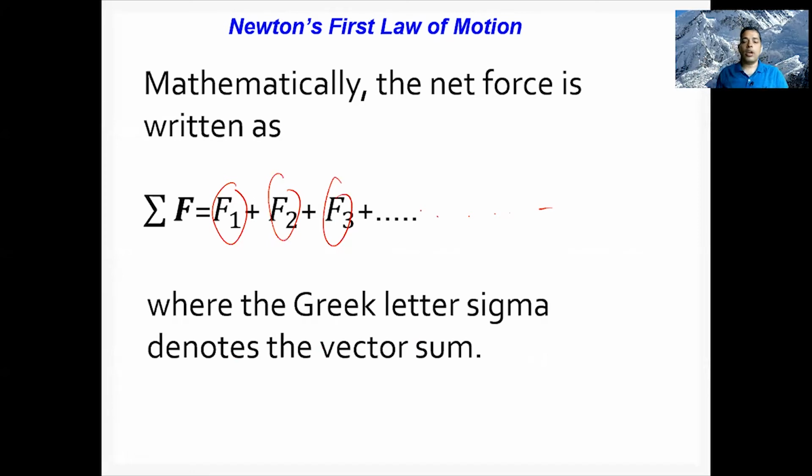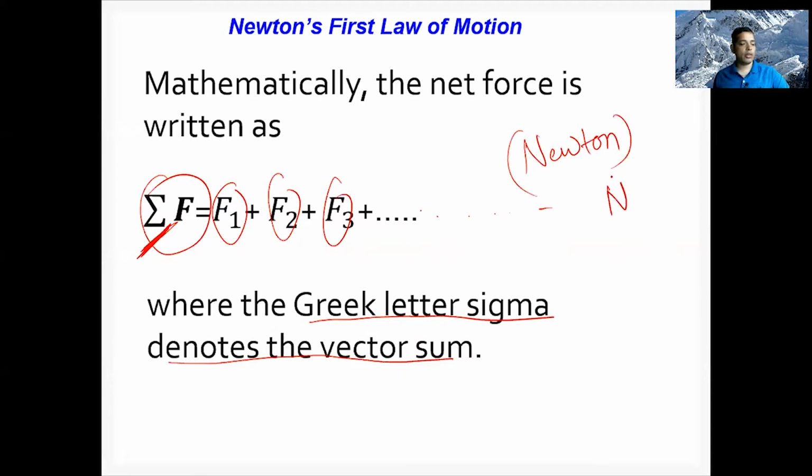And when you add, we can simply write summation F, where that letter is the Greek letter sigma. What does that denote? That denotes the vector sum. By the way, what is the unit of force? As you know, the unit of force is Newton. We can write N.